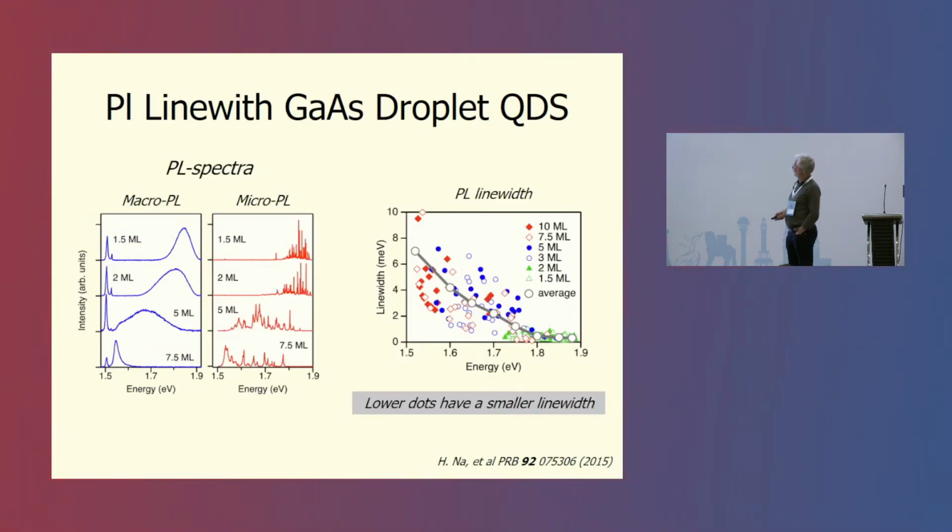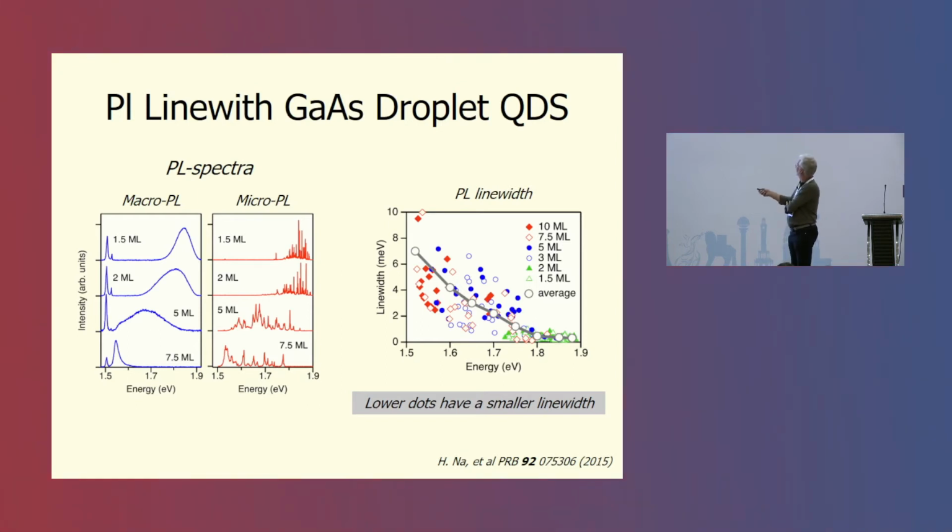If you then look at the PL measurements for these dots, on the left I show you the macro PL, and the macro PL shows a clear shift of the PL luminescence as a function of the amount of gallium that has been deposited. And then in the micro PL, this broad peak actually breaks apart into individual peaks that are related to individual dots in my micro PL spot. You can measure the widths of these PL lines, but already from this graph you can see that the widths of the lines here for the 7.5 monolayer dots, the higher dots, the width is much higher than for the dots which are not as high.